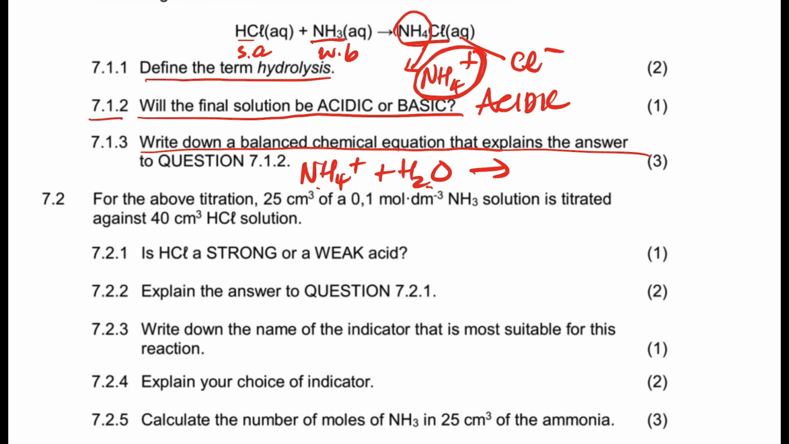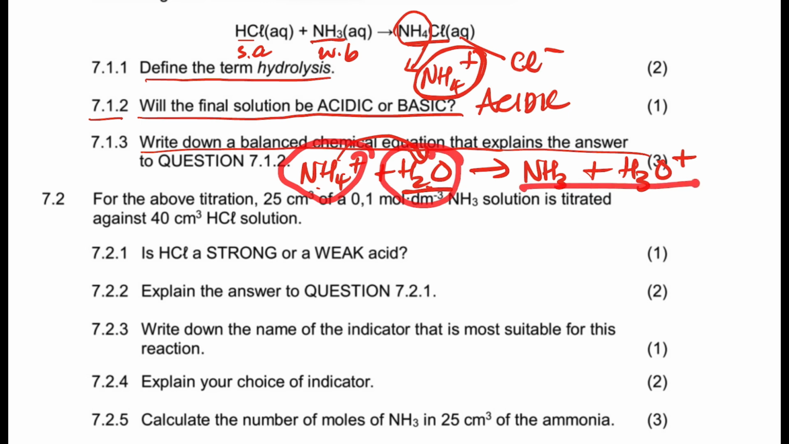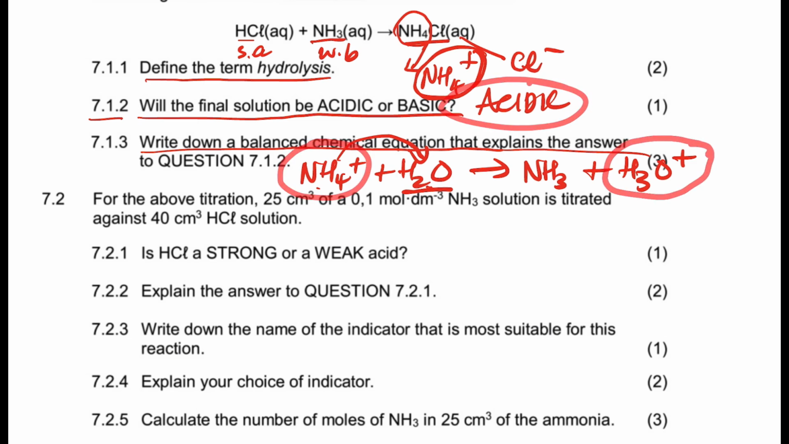So this is going to donate a proton there, so it's going to be ammonia, and then this is going to be what? A hydronium ion, right? So that's what is going to happen there. This is the equation that they want. This is what explains the hydrolysis. So by adding this salt in water, and it gives you that, it's a hydrolysis. And what proves this is acidic? This is an acidic salt. It forms what? The hydronium ion.